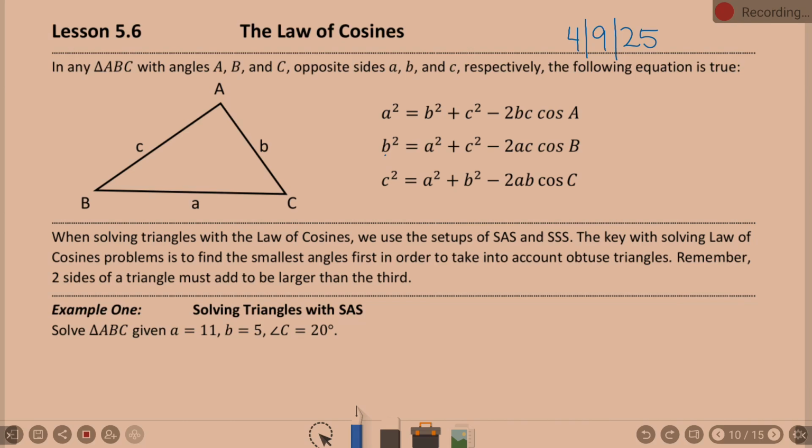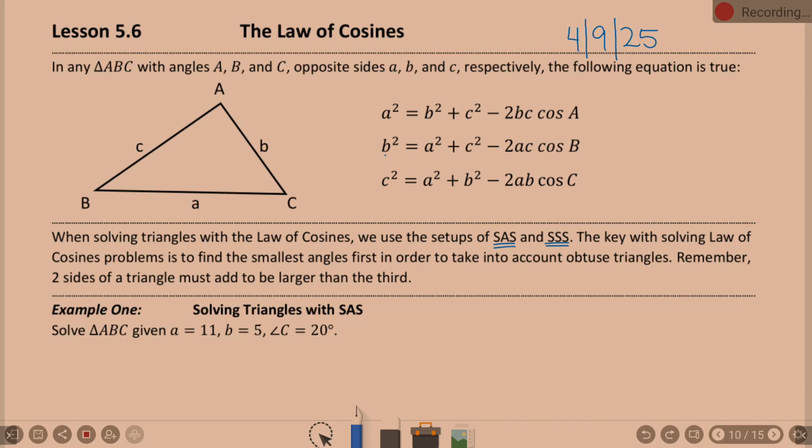Now, a couple important keys when solving with law of cosines. First of all, these setups we're talking about are side angle side and side side side. These were the 2 setups that were excluded from law of sines. Law of sines did not cover these setups because they just don't work. Law of cosines will.